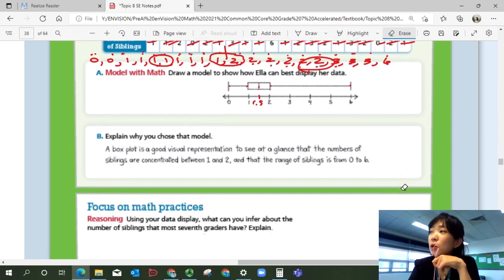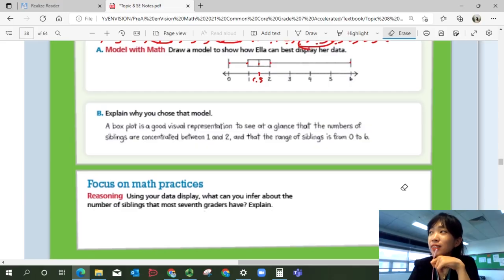Okay, so focus on math practices. Using your data display, what can you infer about the number of siblings that most 7th graders have? So using the data, what can you say? We can say that half of the students will have siblings ranging between 1 and 2. So usually most 7th graders have either 1 or 2 siblings.